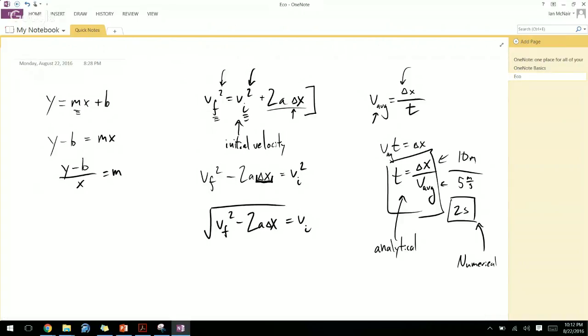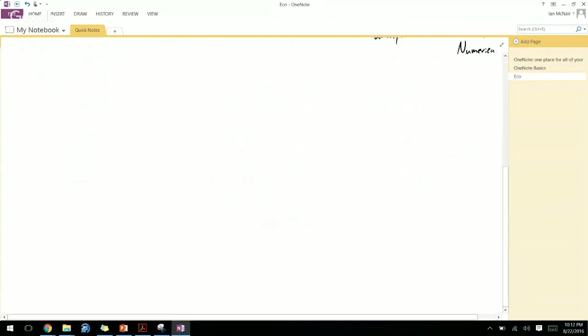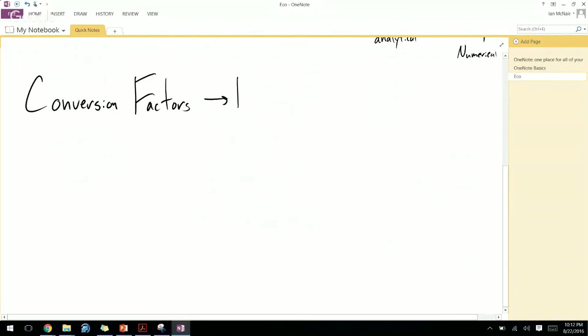When we do conversion factors, this is also very important. So now we're talking about conversion. And really, what we're alluding to is something called dimensional analysis.